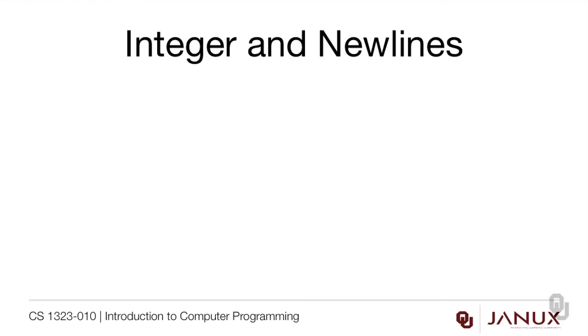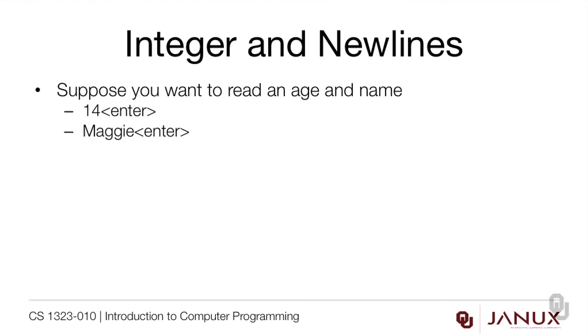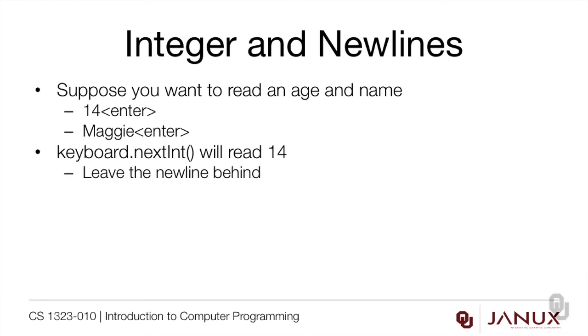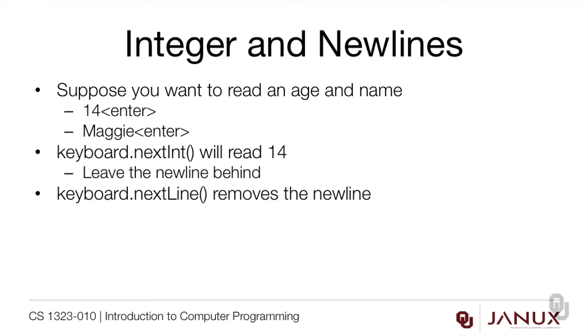Now let's talk about integers and Newlines. Suppose you want to read in an age and a name. So maybe 14, enter, and then Maggie, enter. So when this is in the computer, it will be 14, \n, Maggie, \n. So if we call keyboard.nextInt first, it will read in 14 because nextInt reads in integers, again using white space as separators. So nextInt works exactly the same way that next does. This leaves the new line behind. Now if we read keyboard.nextLine, this removes the new line.